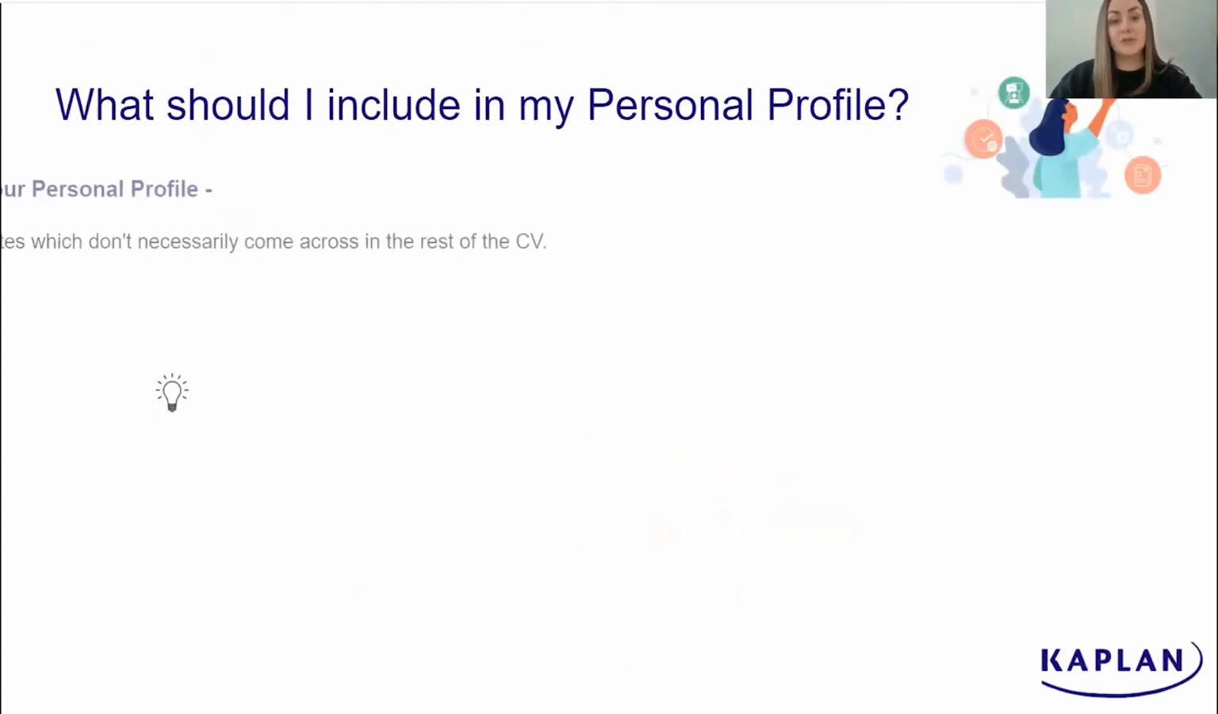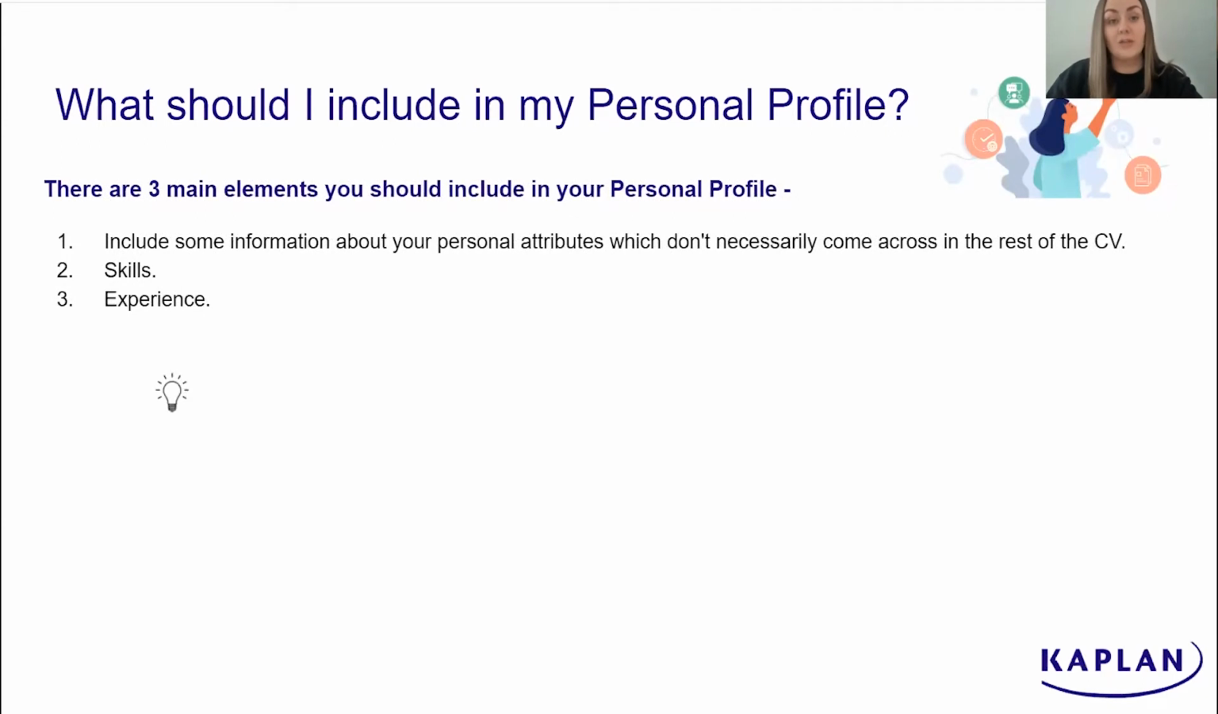So next, what should you include in your personal profile? There are three main elements that you should include. Number one, include some information about your personal attributes, which don't necessarily come across in your CV. You don't want to repeat yourself throughout. Number two, skills. Use your profile to mention other skills that you have outside of your main professional ones, such as your ability to communicate well. And three, experience. Mentioning any experience in areas of work with transferable skills is ideal.